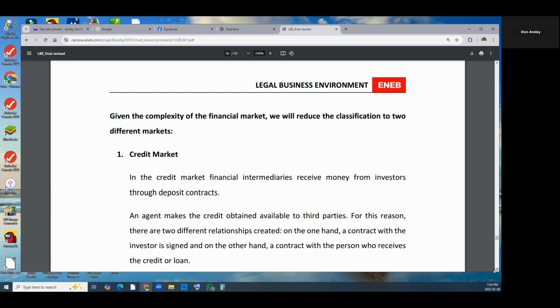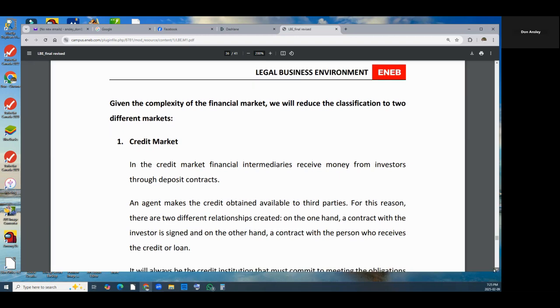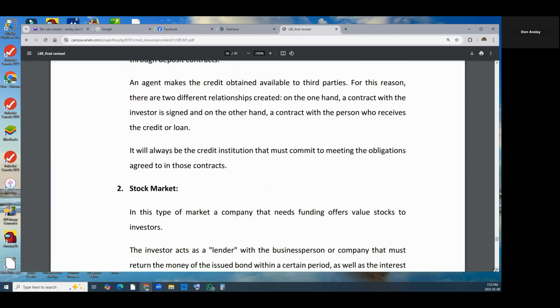The credit market. In the credit market, financial intermediaries receive money from investors through deposit contracts. An agent makes the credit obtained available to third parties. For this reason, there are two different relationships created. On the one hand, a contract with the investor is signed, and on the other hand, a contract with the person who receives the credit or the loan. It will always be the credit institution that must commit to meeting the obligations agreed to in these contracts.